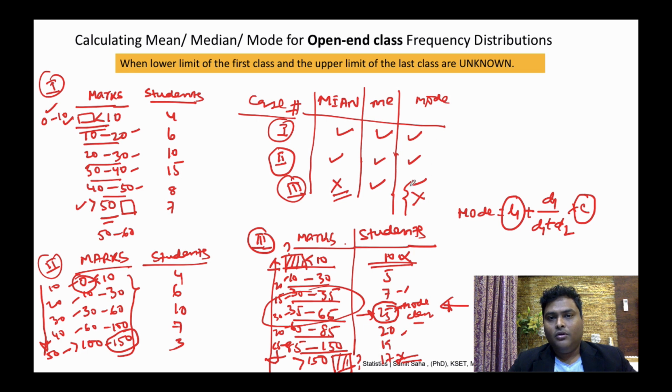So these are the three main cases to understand before we go ahead with the calculation of mean, median, and mode for open-end class frequency distributions. Hope you have understood clearly. See you in the next section.